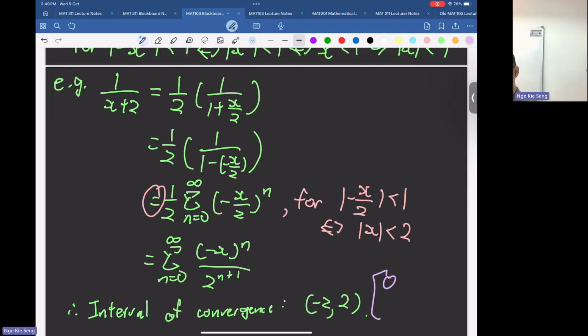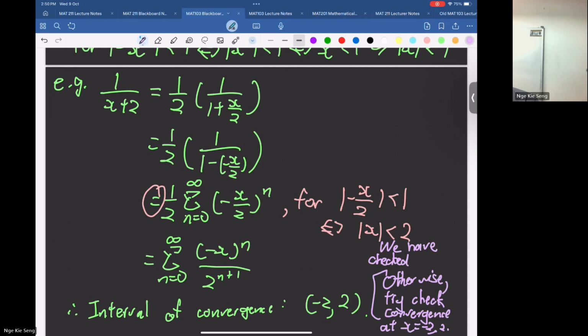Let me put a comment here. Otherwise, try and check convergence at minus 2 and 2. We have checked it for the geometric series.